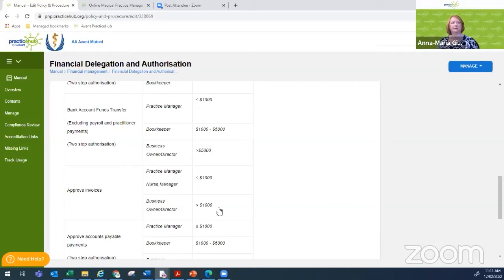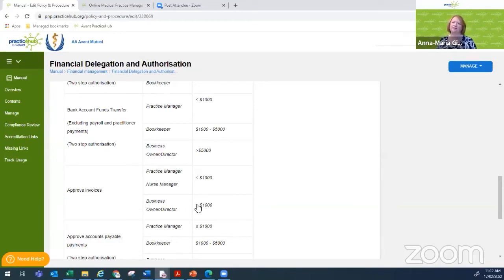So for example, approving invoices here, we can see that the practice manager and the nurse manager can approve invoices up to $1,000. And again, what you would do if you had this policy is review those amounts and say, okay, I'm comfortable with that, or no, I actually need to update that. Maybe I'm only happy with 500, maybe I'm happy with 2,000. And then anything above the amount you have here goes to the business owner or director for approval.